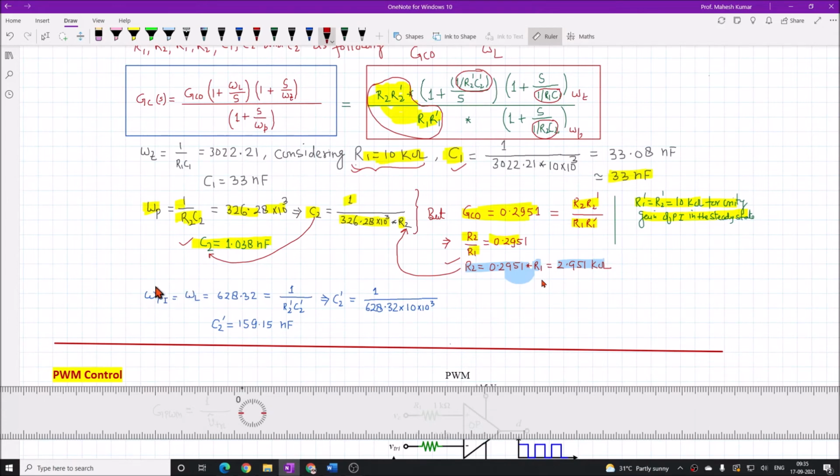So omega Pi equal to omega L here, which is 628.32, and this is 1 by R2 dash C2 dash. R2 we already know is 10 kilo ohms. Substitute back, this is the value of C2 dash. That's all. So R1, R2, R1 dash, R2 dash, C1, C2 and C2 dash.